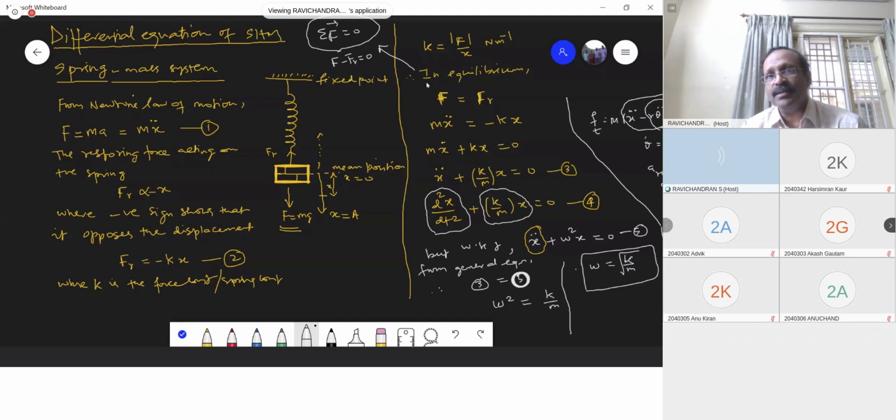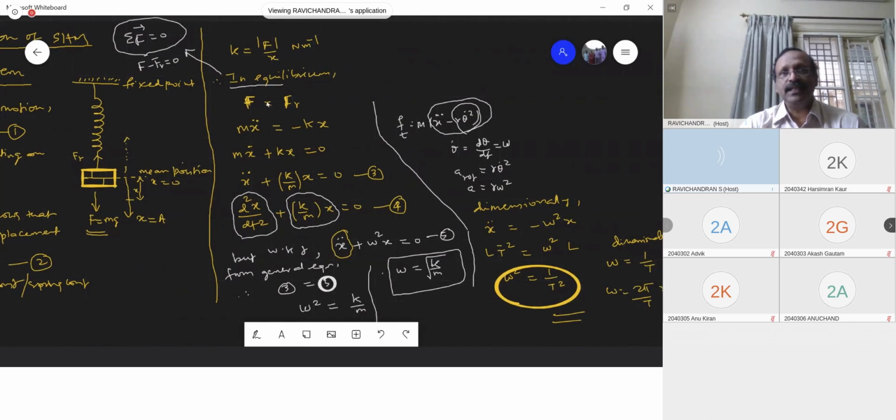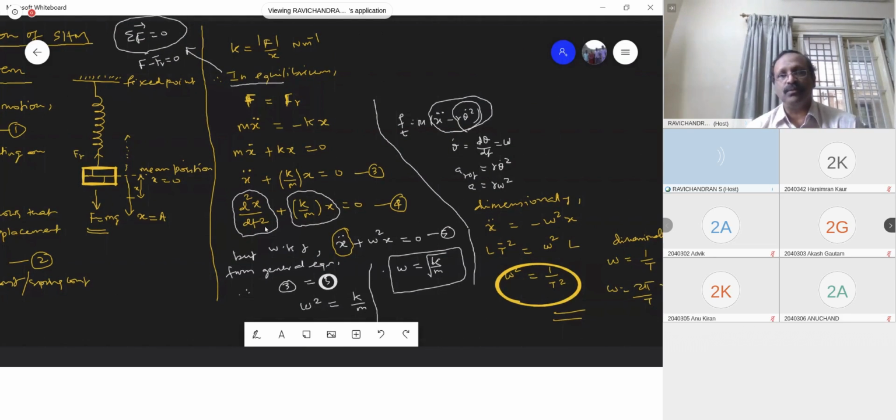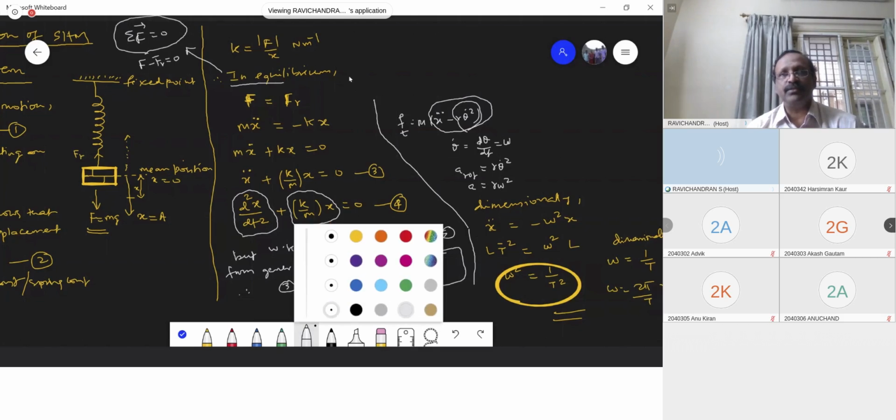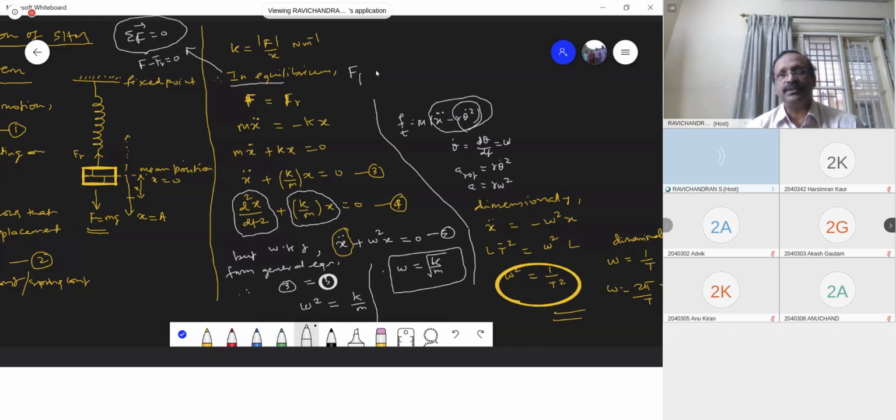When I say equilibrium here, the net force acting on the body is 0. That means the force you have here is a downward force, and Fr is the upward force. So at any instant of time, suppose the body is here, the upward force must be equal to the downward force. That's what I mean. Any other doubt?